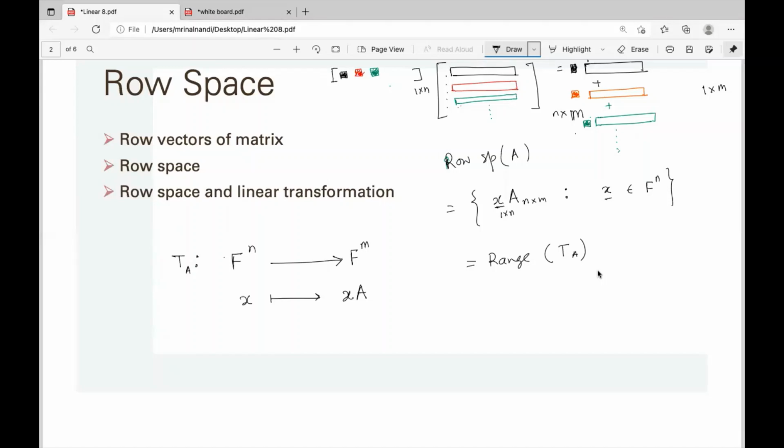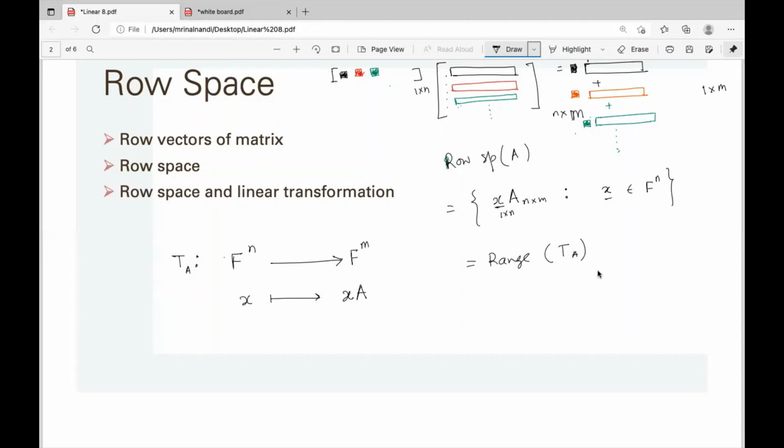So the range of this linear transformation, that is all the outcomes, all these elements like x into A, where A is fixed. This range is actually the row space. So this matrix TA behaves like a linear transformation from Fn to Fm, X goes to XA, and the range of this linear transformation gives the row space.